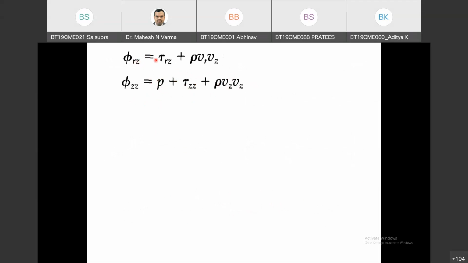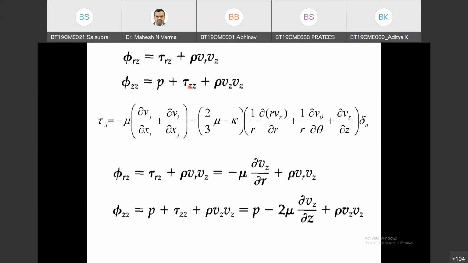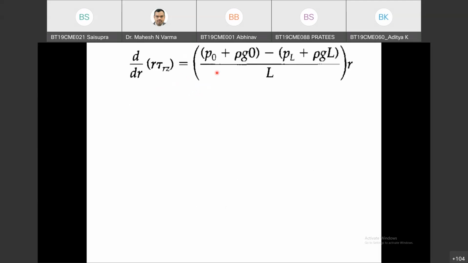Here you will not have P, because P into delta rz will be, delta rz equals 0. Here delta zz will be equal to 1. And now you can substitute this, and tau zz will be equal to 0 as there is no variation of velocity in the z direction. This will be equal to 0. So rearrange the equation and substitute the definition of the generalized Newton's law of viscosity, exactly the same as we did in the previous problem.